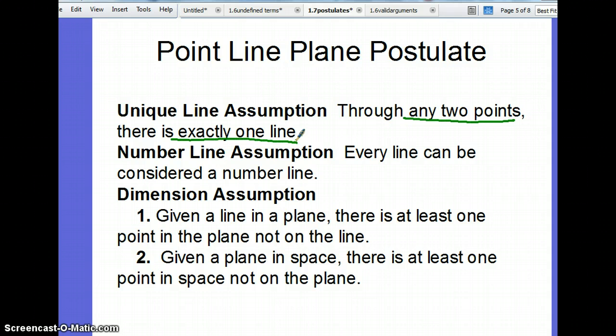The number line assumption is that every line can become a number line. That gives us the idea of dense, that lines are going to be dense, which means, again, between any two points there's always another point.